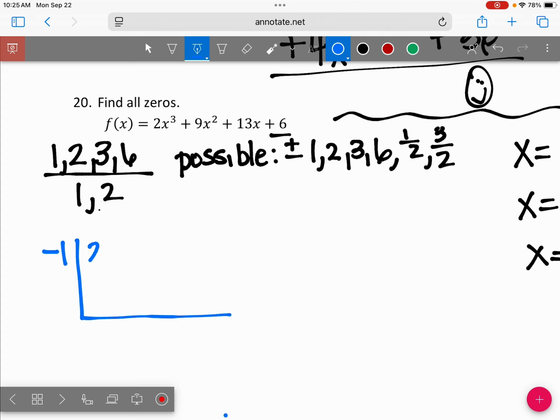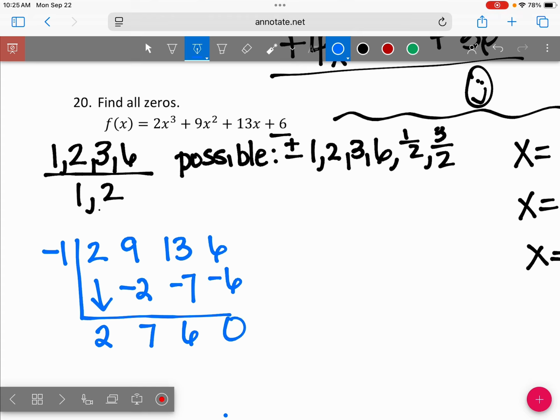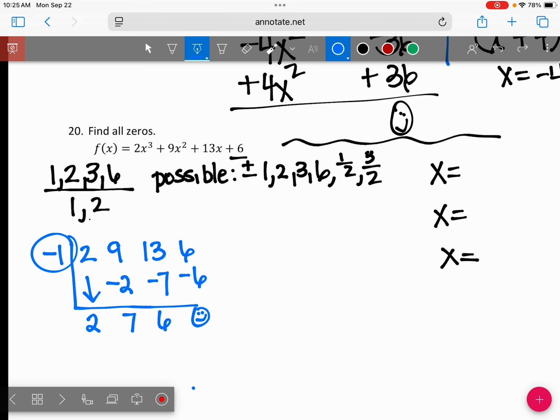-1 here. I have a 2, a 9, a 13, and a 6. Bring down the 2. That would be a -2. That's a 7. Okay, this is looking promising. Oh, okay. Yay. I know that -1 is one of my answers. So this represents A, B, and C of my quadratic.